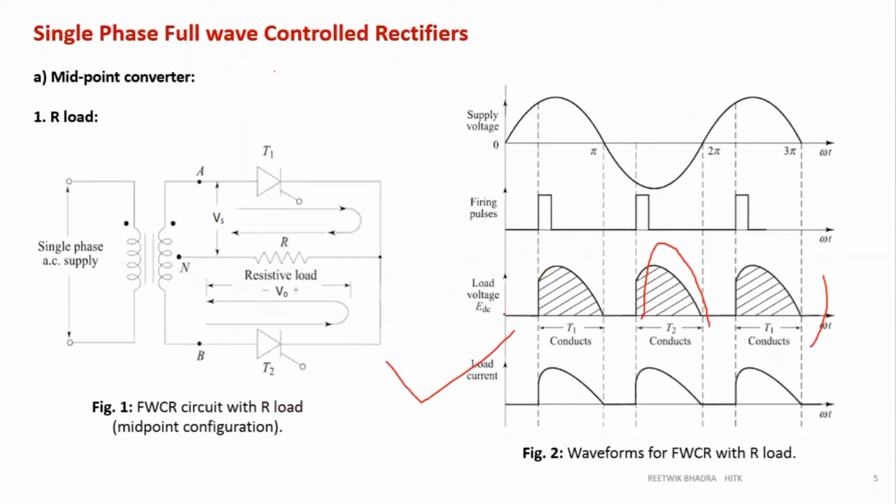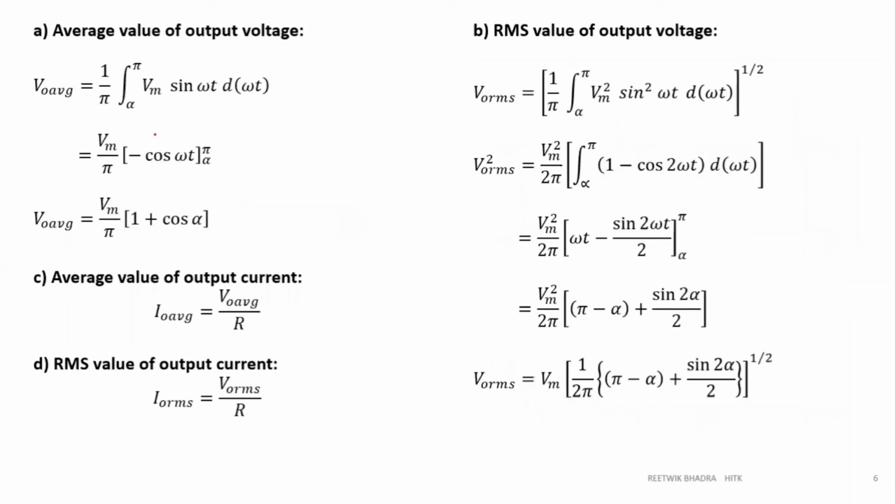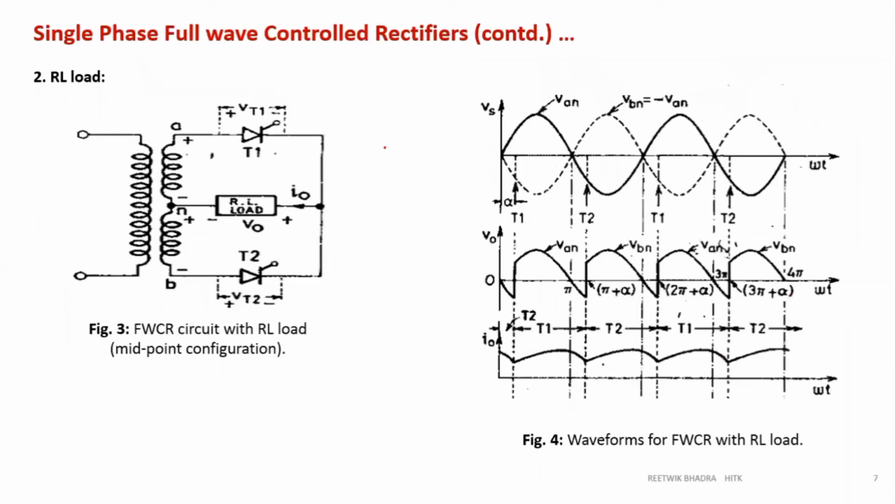Now we'll go to the calculation. What is the time period of a full wave converter? It is pi, because for every pi cycle my waveform is repeating. So 1 by pi, from which it is starting, alpha, ending at which point? Pi. So 1 by pi integration of alpha to pi, Vm square sin square omega t, because it is RMS. Do the calculation, you will get the value. Okay. This I am skipping because you can follow. I have just told you how the circuit operates. Now RL load.